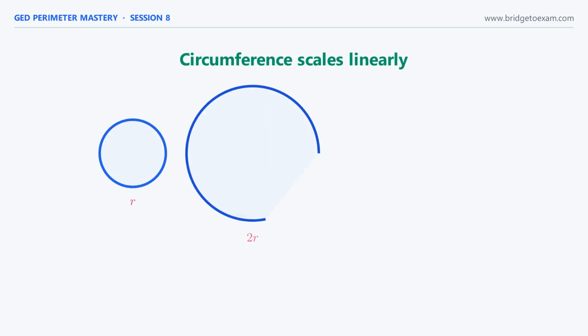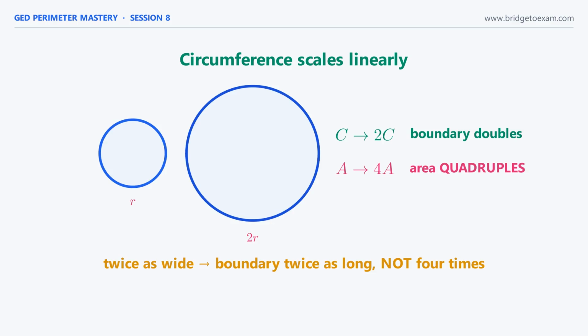One more insight for a fast check. Circumference scales linearly. Double the radius, the circumference doubles. That's different from area, which grows by the square of the scale factor. So a circle twice as wide has a boundary twice as long, not 4 times.